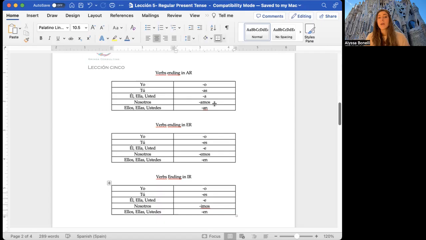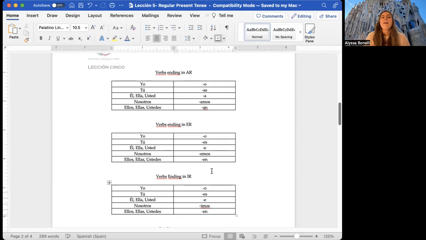My nosotros has a mos every single time. And with that mos, the vowel that I started with in the ending. So the a from a, e from er, and i from ir. And then down below, everything ends in an N, two letters for ellos, ellas, and ustedes, which remember, ustedes means you all. What we don't have in here is Spain right now, but that's vosotros. And vosotros would be very similar in that you would have a similar ending. It'd be ais, eis, and is. Okay, so they'd all have S's.